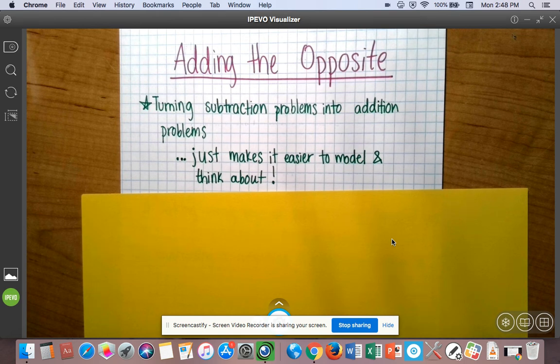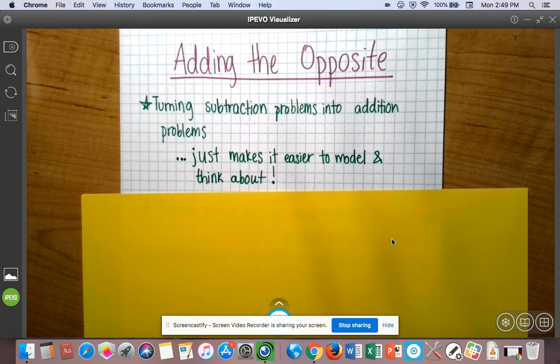I wanted to go over a strategy that you have seen, maybe haven't used explicitly quite yet, called adding the opposite. This is to be used with subtraction problems, and it's a method and strategy that makes it easier to solve these problems, and it's another way of solving them. So this strategy is, like I said, called adding the opposite. You will be adding the opposite, and I'm going to do a couple of examples to go over this with you.